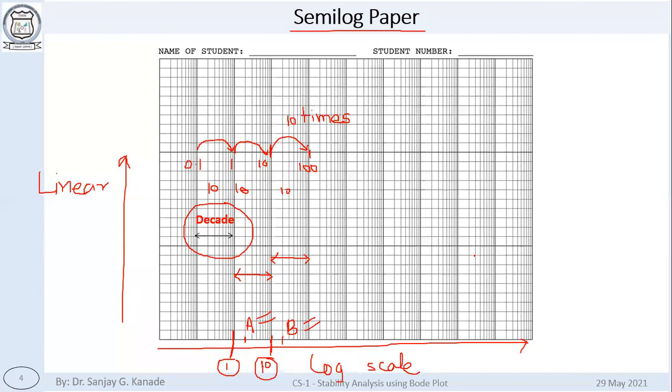By the way, have you seen this kind of paper earlier? Have you used this kind of paper earlier? I guess in NA you have seen. Yes, you have seen in NA, network analysis, you have plotted graphs on this. For a filter, low pass filter, high pass filter output, you have plotted on this kind of graph paper. Yes. So what are the values of A and B? Yes, anyone?